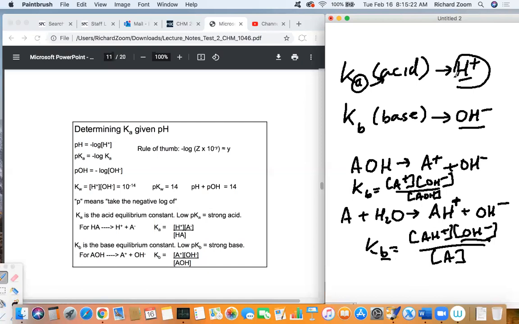So Ka is about acid, and we're looking at H plus, and Kb is base, and we're looking at OH minus, but that OH minus comes from the water, and we'll see how that happens in a little bit. Does anybody have any questions so far? That's all I want you to get so far. Ka is acid, Kb is base, acid is H plus, and base is OH minus. Any questions? I think someone was going to ask something. No? Okay.